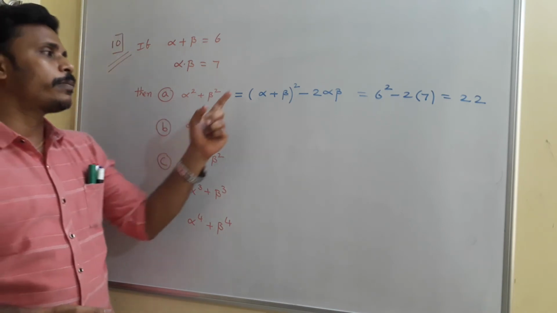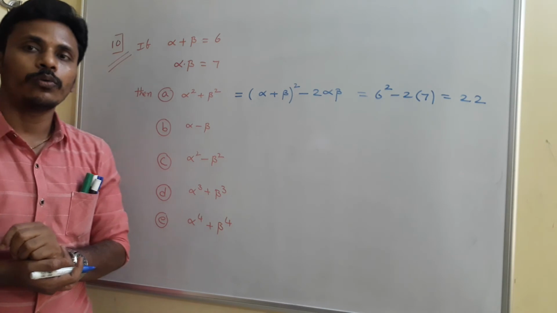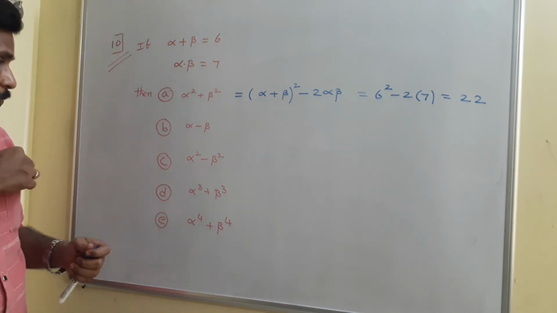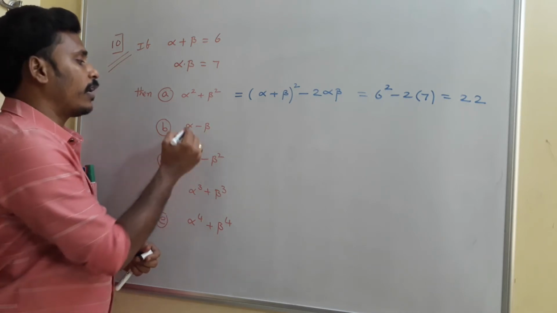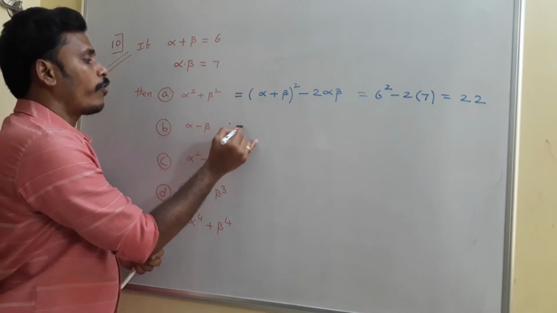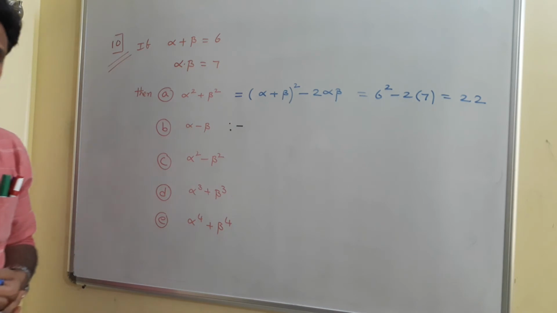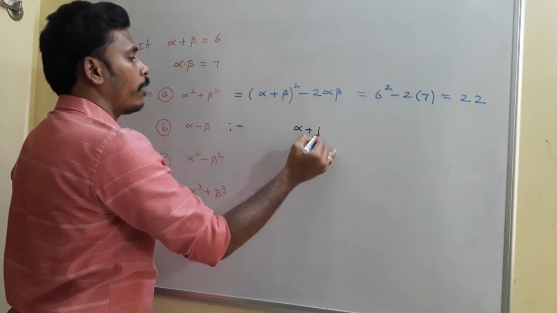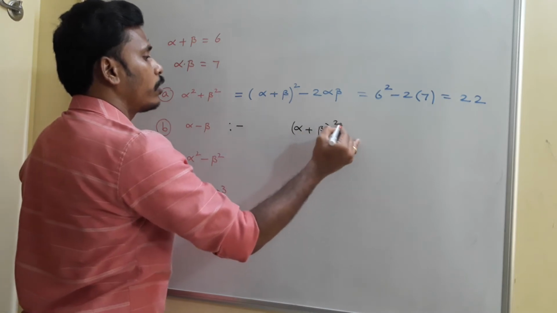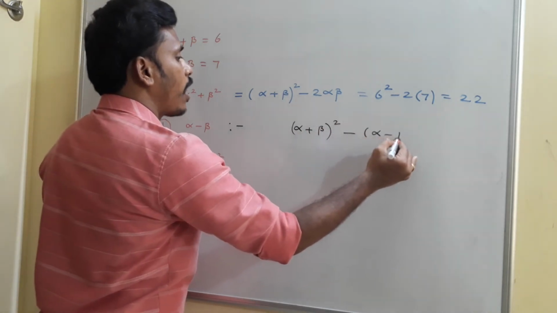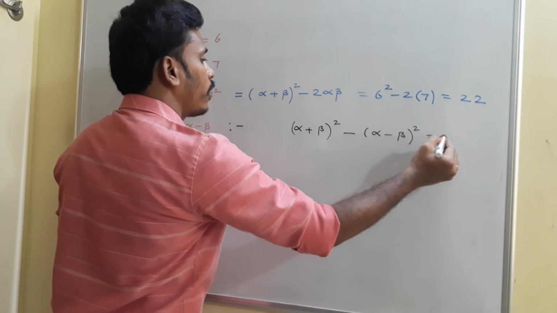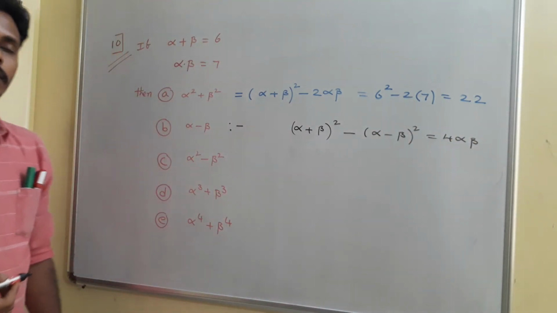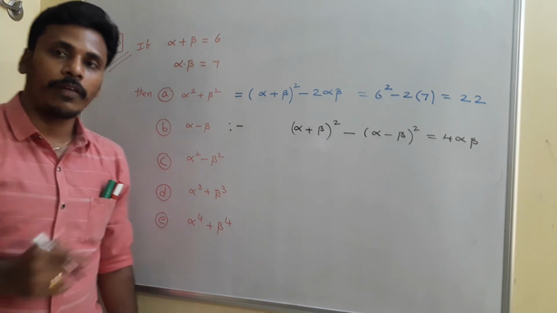Then alpha square plus beta square is 22, just by the direct result. Okay, and the next thing is alpha minus beta that we need. How to find this alpha minus beta? To find alpha minus beta we need to use this particular formula: alpha plus beta whole square minus alpha minus beta whole square is equals to 4 alpha beta. So we have this particular formula from the previous class.